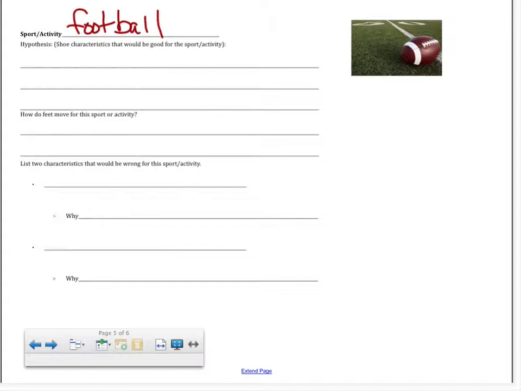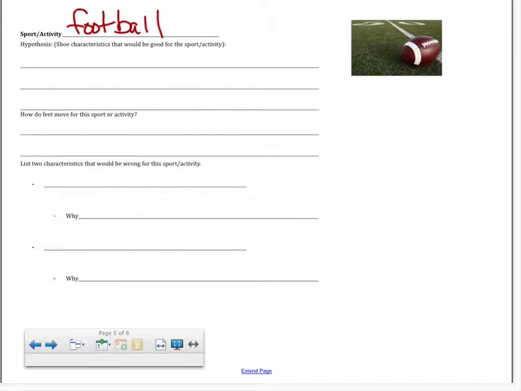Football. Write down your hypothesis. What are the characteristics you think would be necessary for football? Naya, we know you weren't here. You got to just catch up with us right now. I'm not going to go back and do all of that. How is it that I'm going too fast when I'm writing at the same time you all are? I'm saying it first before I even write it.